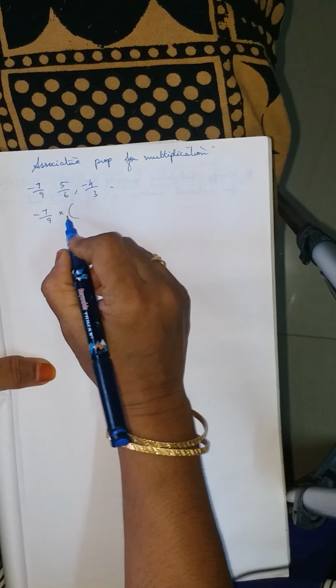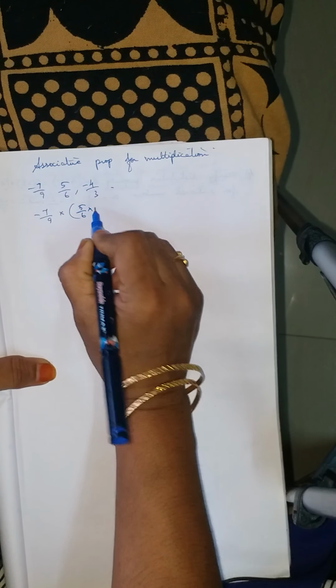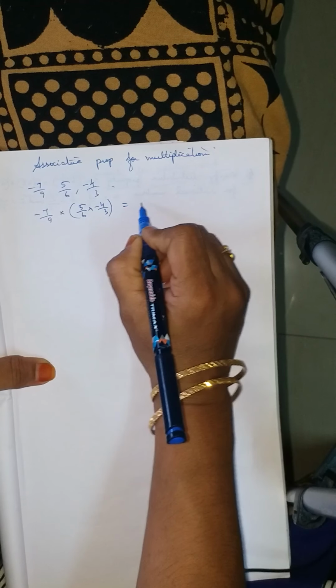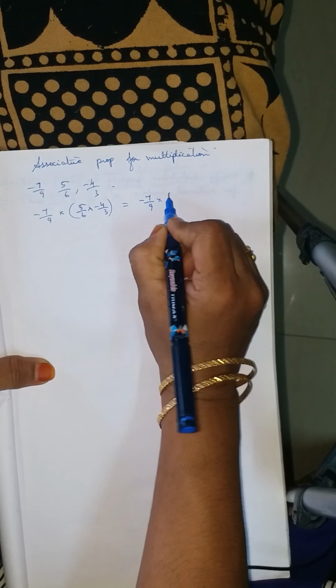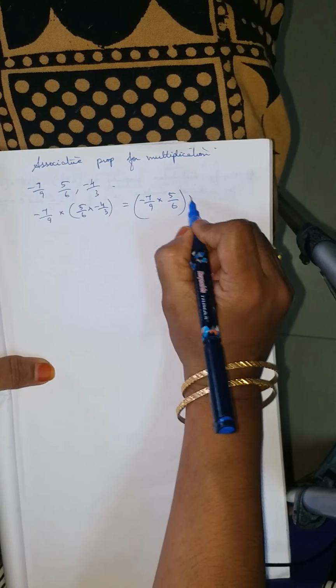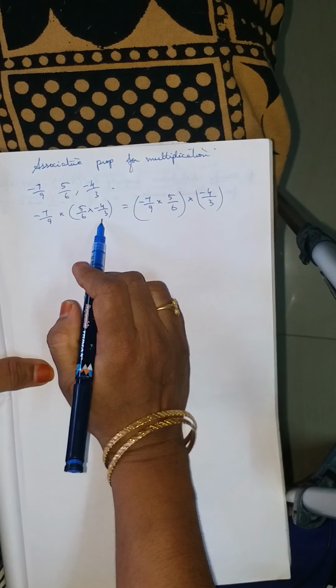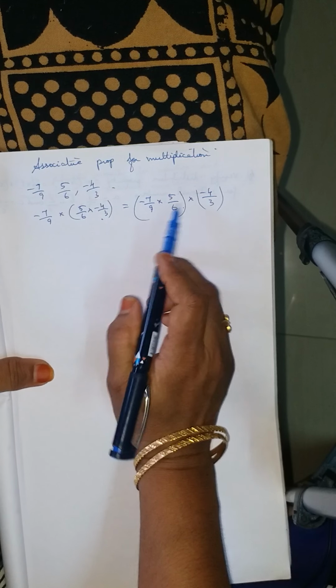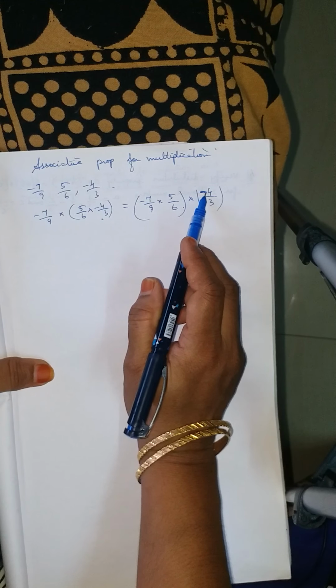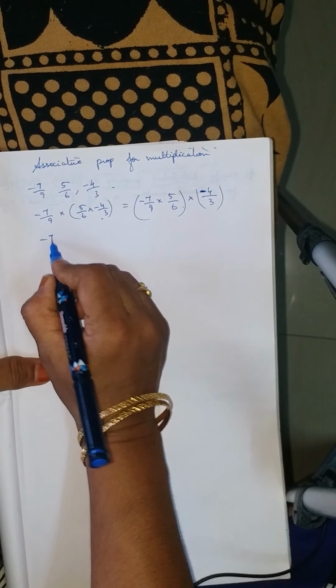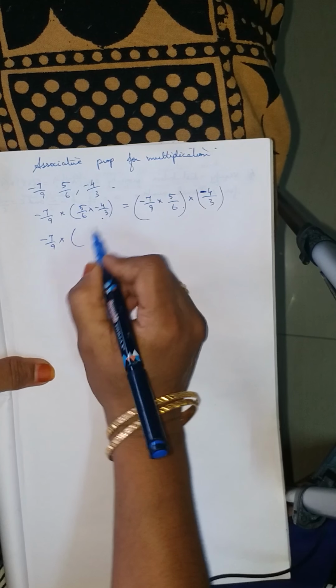So, minus 7 by 9 into 5 by 6 into minus 4 by 3 is equal to minus 7 by 9 into 5 by 6 into minus 4 by 3. So, you can follow now. Second and third I have put within the bracket. Here first and second I have put within the bracket. Because of the minus sign I put this bracket. Okay. So, minus 7 by 9 into multiply the values which are within the bracket.